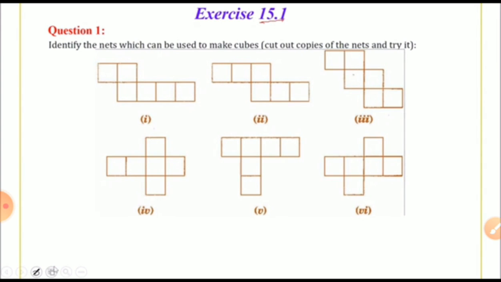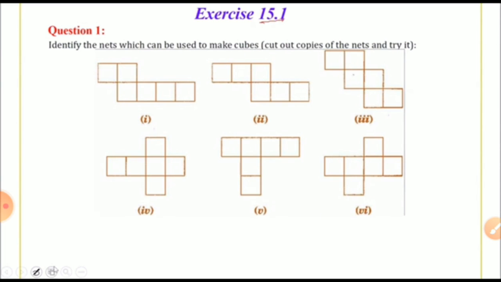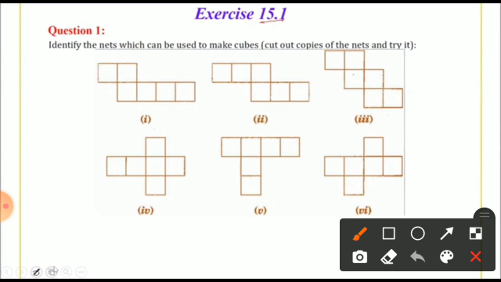Here are the questions we have to check out. We are going to make a cube. Do you know what a cube is, beta? Does anyone know what a cube is? Yes, the cube is like this, beta. See, this is the cube.